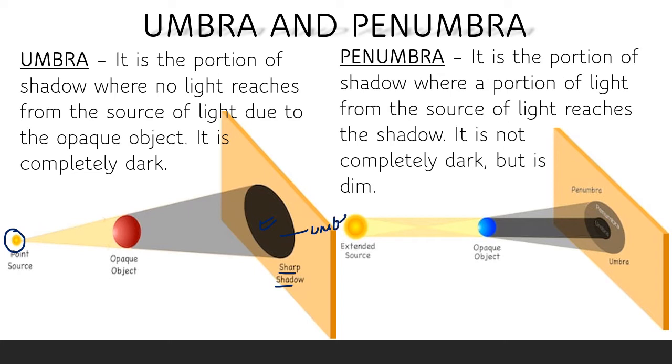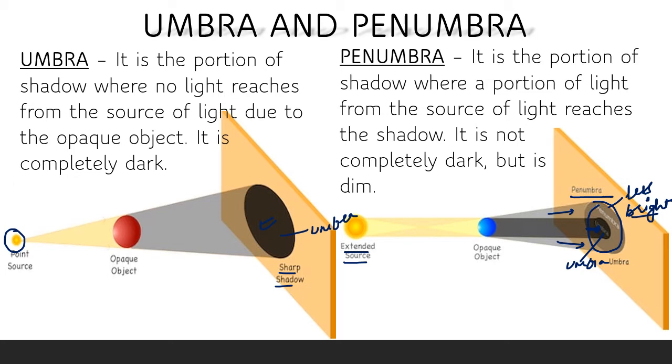But when the source of light is an extended source, then we obtain a shadow which is completely dark at the center, which is called the umbra, but the surrounding portion of the umbra is less dark, or we can say less bright, as it receives some light from the source. This less bright portion is called the penumbra.